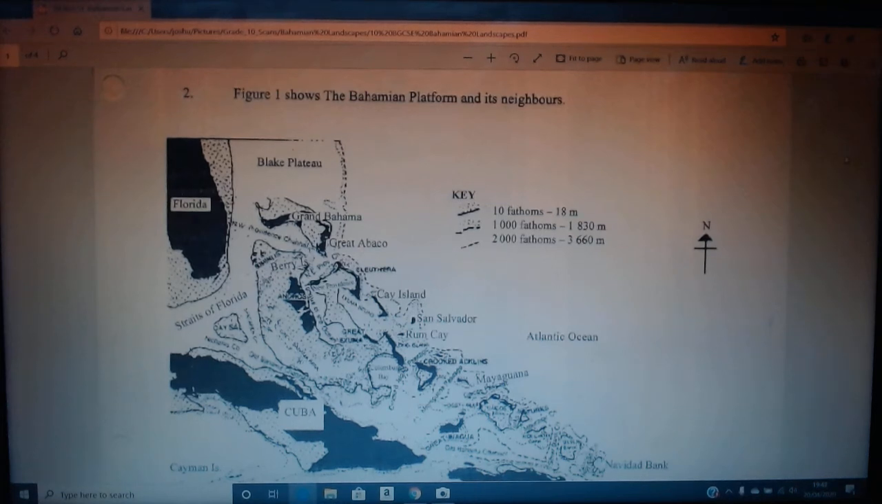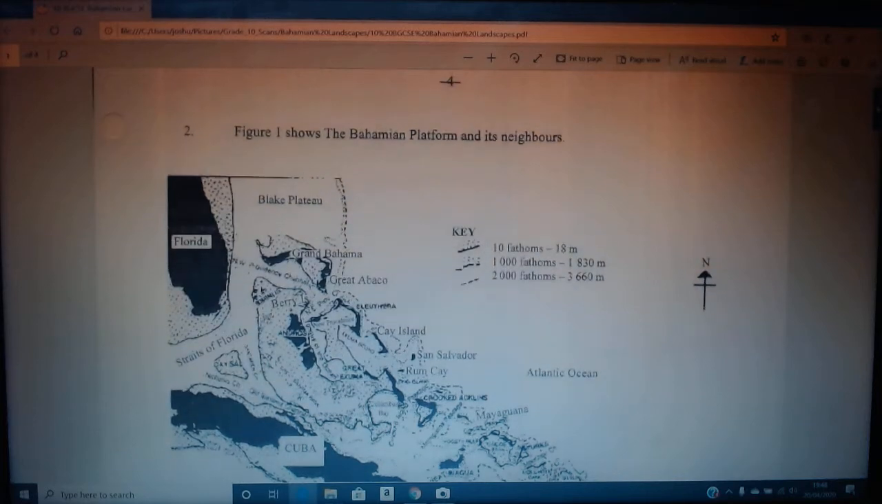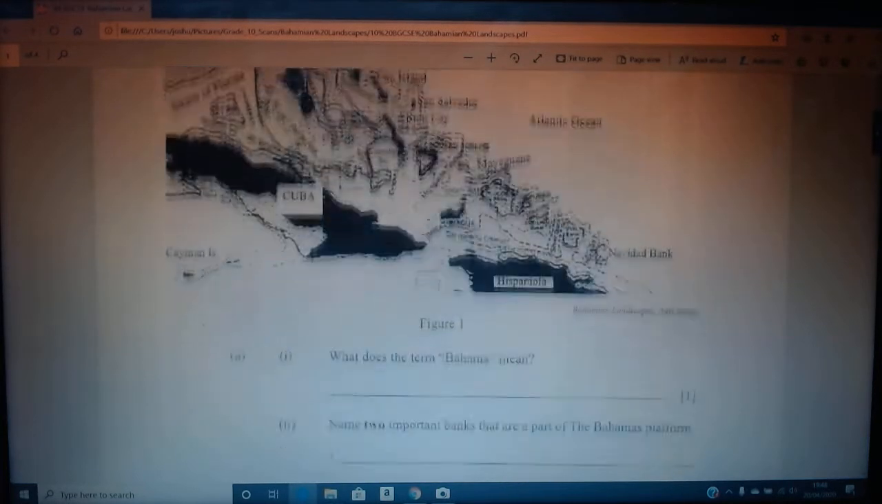Okay, folks, into our second lesson, I'm going to start with your assignment. I will set this on Plus Portal and I will attach this document to it. The first page looks like this. It's about the Bahamian platform. There are some very simple questions, and there are 4 pages.